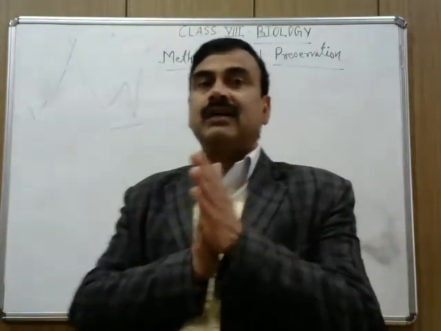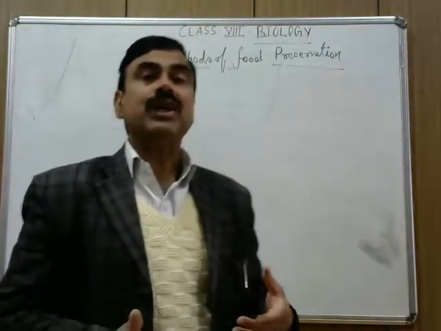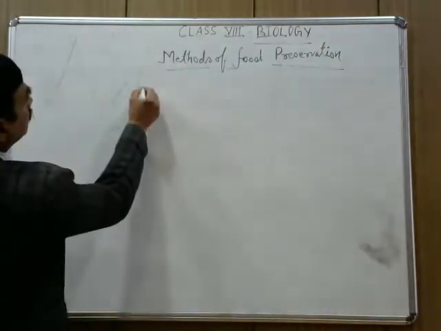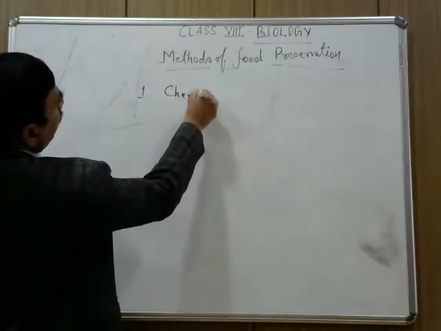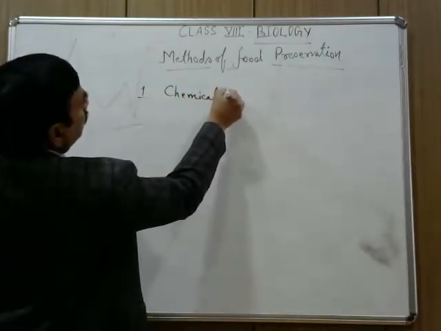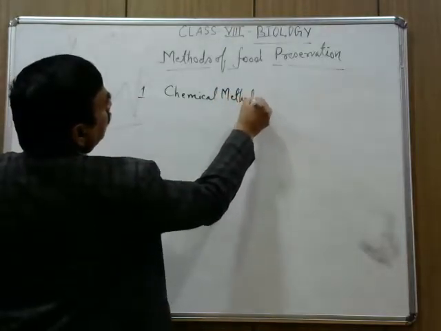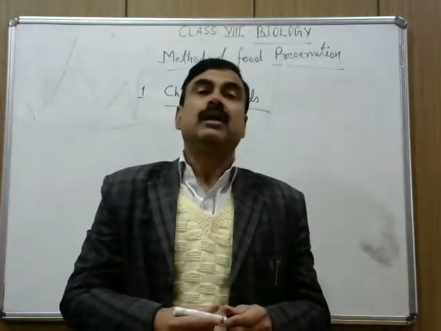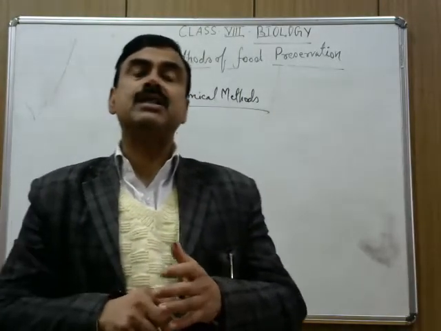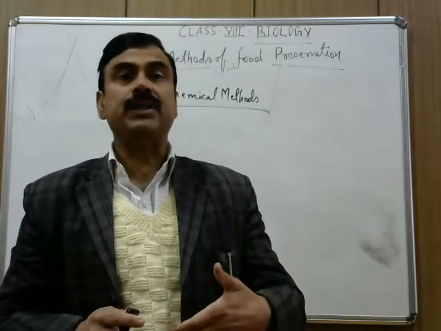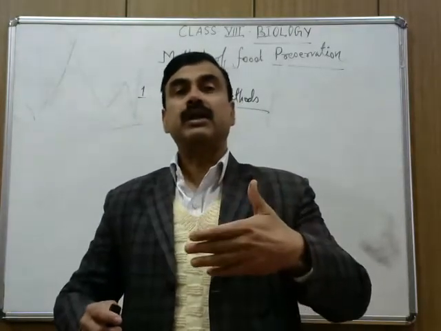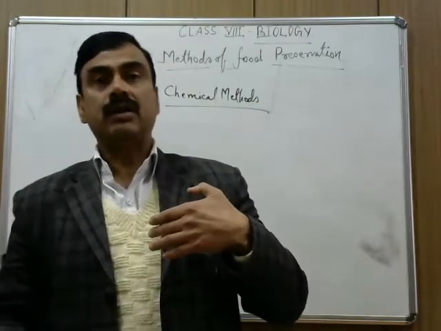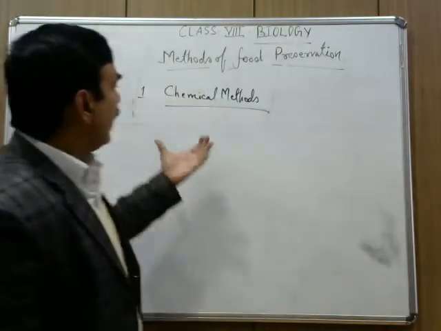So when we start food preservation, I am going to write a few methods in front of you. Number one, the first one is the chemical method. What we do in this chemical method is always add some chemical preservative for keeping our eatables fresh, for making our eatables usable for a longer duration. We should add some chemical.